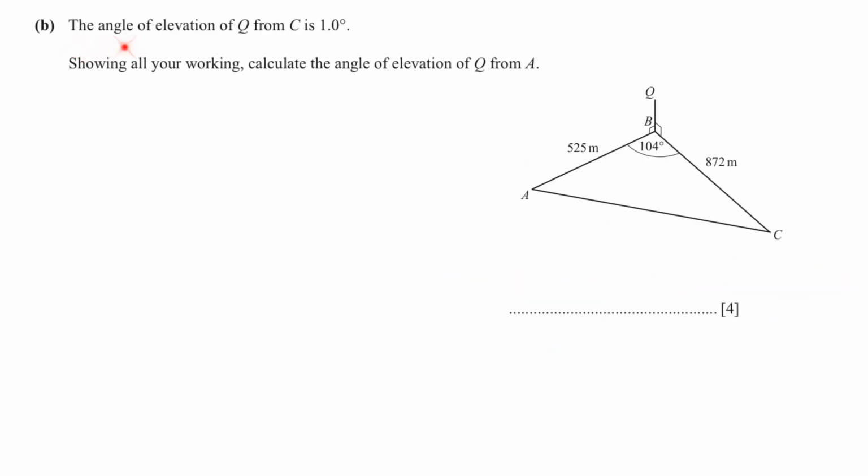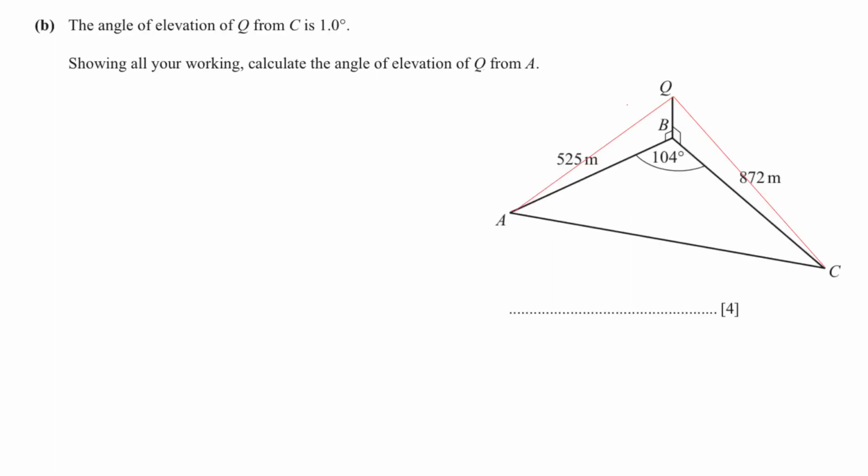Part B. The angle of elevation of Q from C is 1.0 degrees. So from here to Q is 1.0. Showing all your working, calculate the angle of elevation of Q from A. So this elevation is 1 degree and we have to find this elevation. Let's write this. This is 1 degree. Let's just draw the triangle on the side.